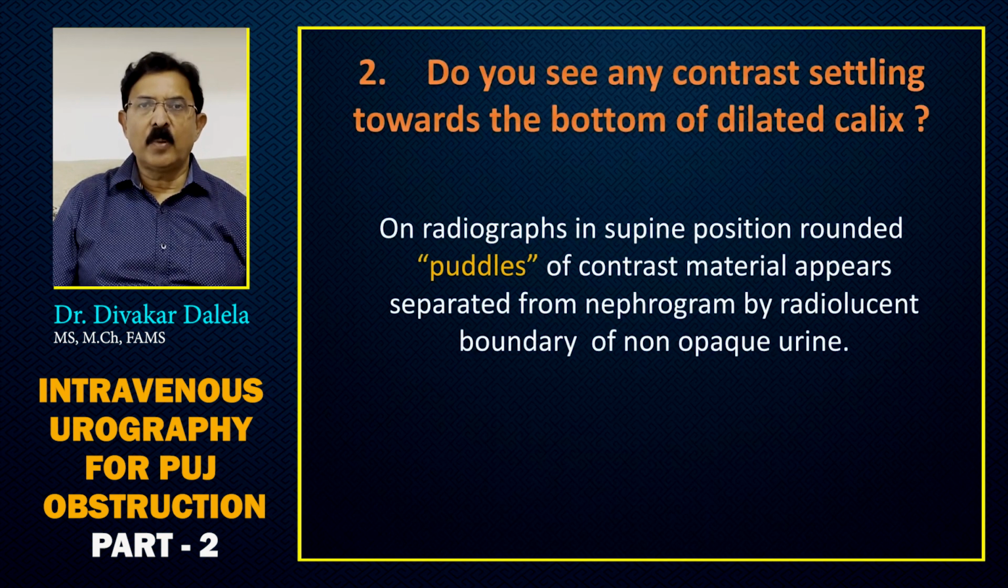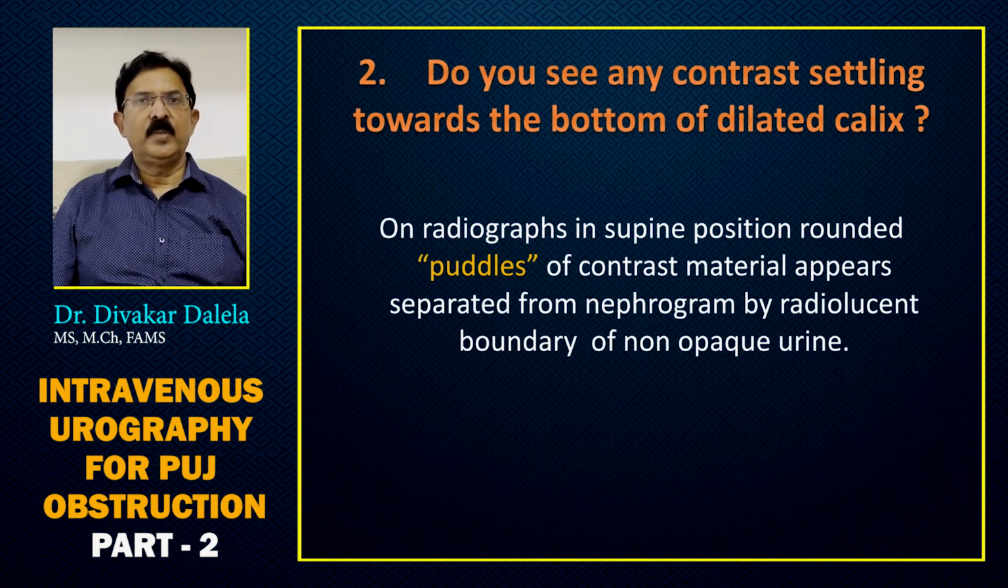Next thing that you should observe in the dilated calyx is the contrast material which is settling towards the bottom of the calyx. These radiographs are done in supine position, so the contrast will settle in the bottom of the dilated calyx like a puddle. In the bottom you have contrast, and on top you have non-opaque urine.